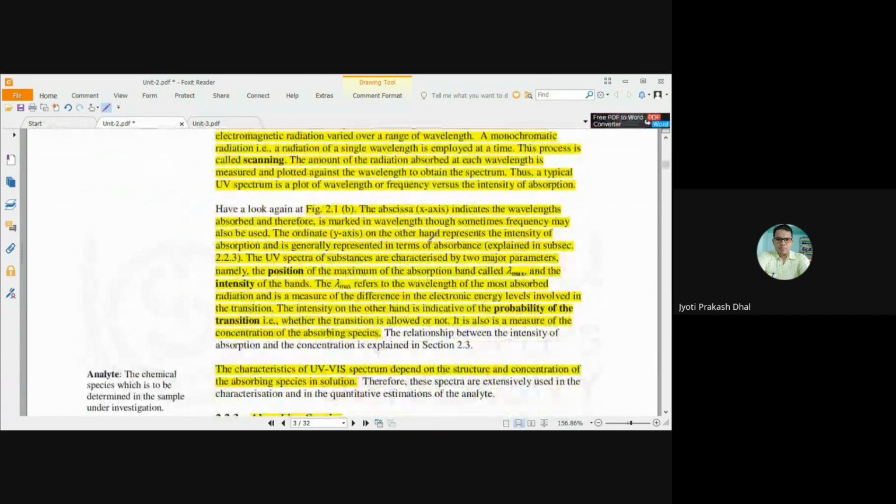Now, the y-axis, on the other hand, represents the intensity of absorption, that is generally represented in terms of absorbance. The UV spectra of a substance are characterized by two major parameters, namely the position of the maximum of the absorption band, that is called lambda max, and the intensity of the band. The lambda max refers to the wavelength of the most absorbed radiation and is determined by the difference in the electronic energy levels involved in the transition, and the intensity, on the other hand, indicates the probability of the transition.